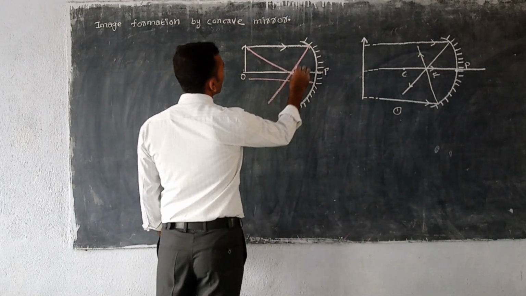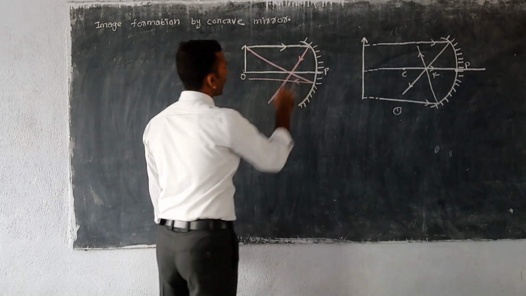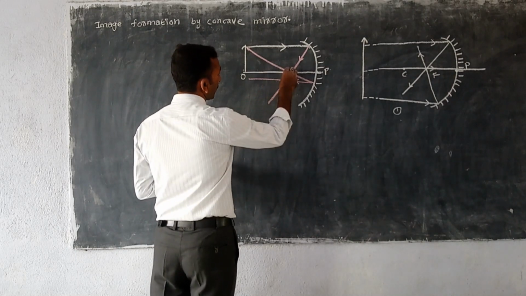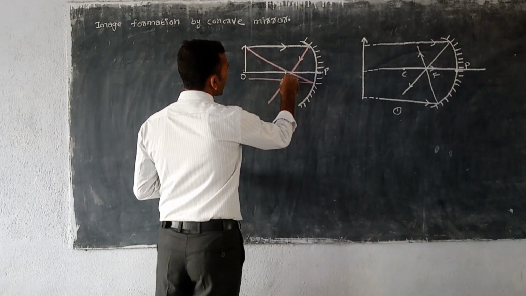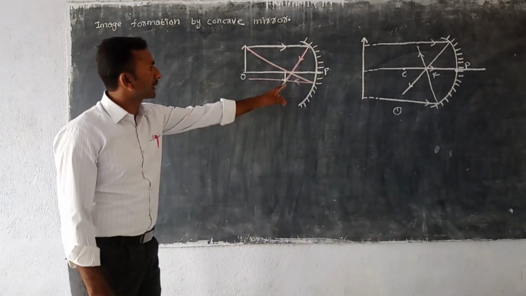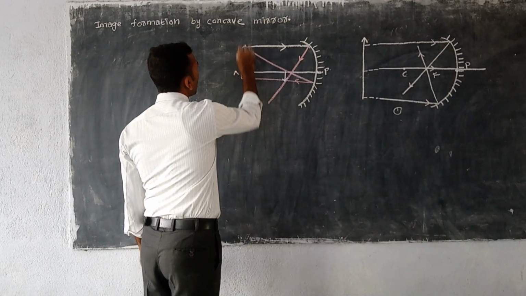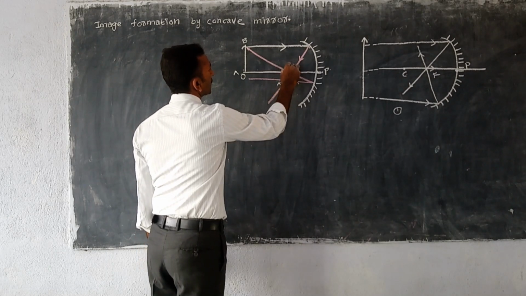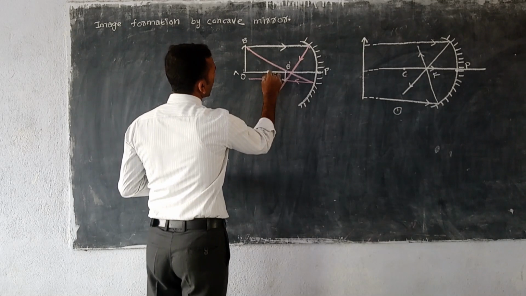It reflects back parallel to the principal axis. If you draw a normal line from the principal axis to the intersecting point, this will be the image. This is the object AB, and this is A dash B dash, the image of the object, and this one is the center of curvature.